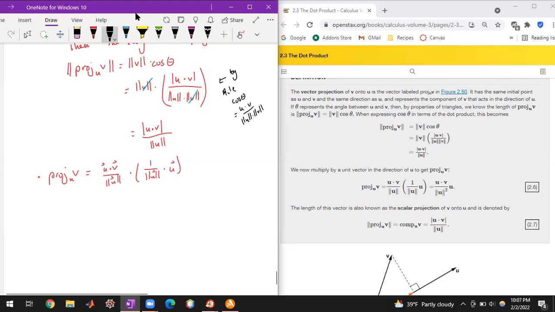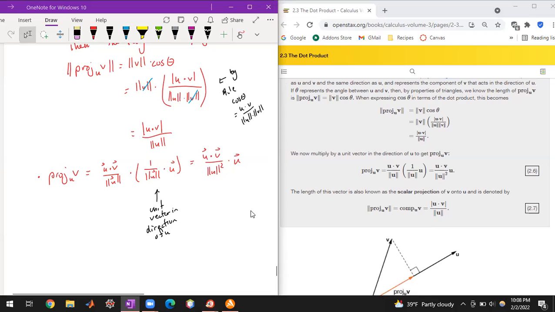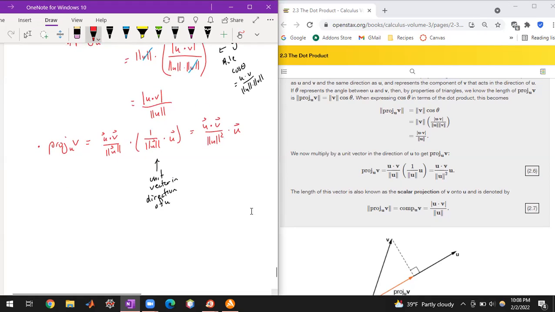So this is just the unit vector in the direction of U, giving us a final answer of U dot V divided by the magnitude of U squared times our vector U. So the length of this vector is also known as the scalar projection of V onto U, and it has a very particular notation.